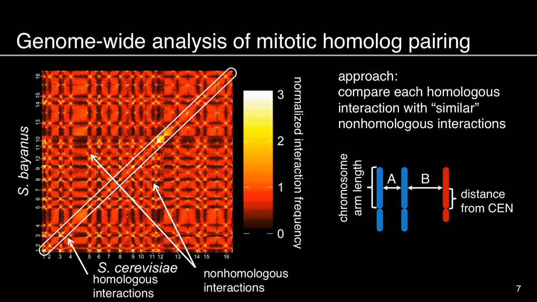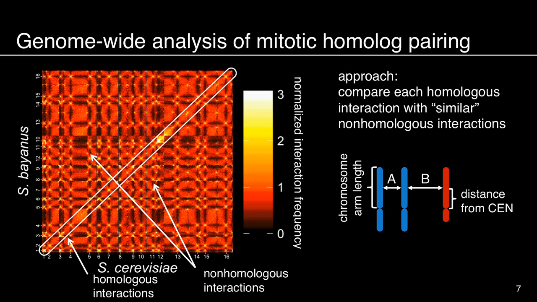This is a little bit tricky to do, but the most careful approach we could think of was comparing each homologous interaction, or basically each pixel on this diagonal, to the set of similar non-homologous interactions. And by similar, I mean that the two loci are at the same distance from the centromere and on chromosome arms of similar lengths. This is to account for the Rabl-like orientation I mentioned earlier.